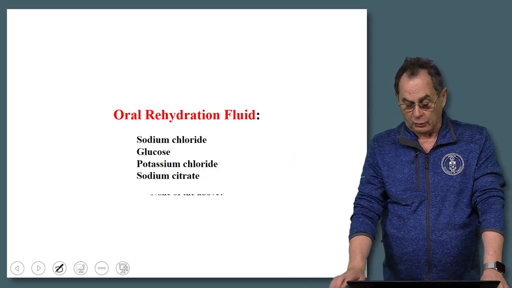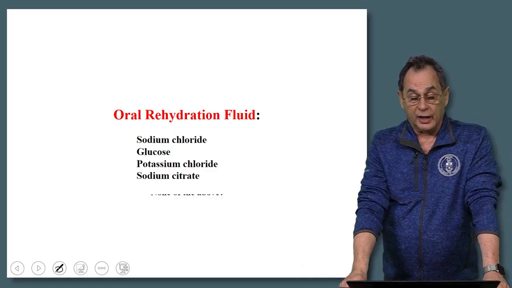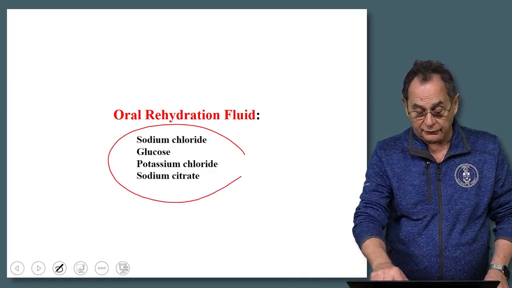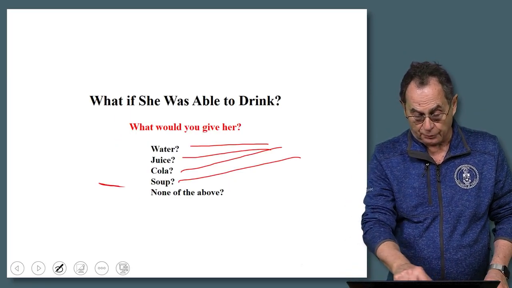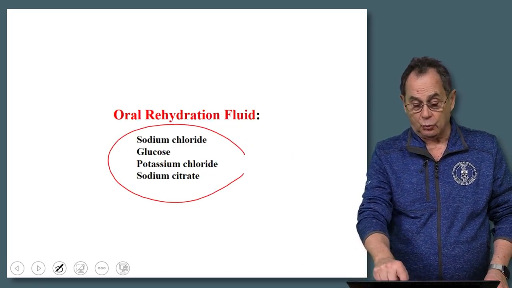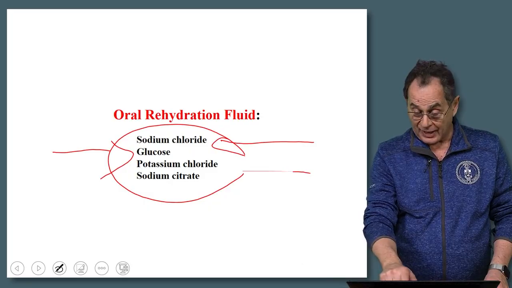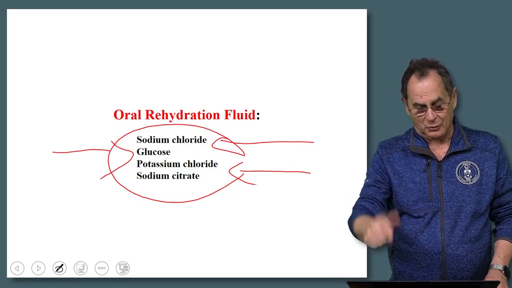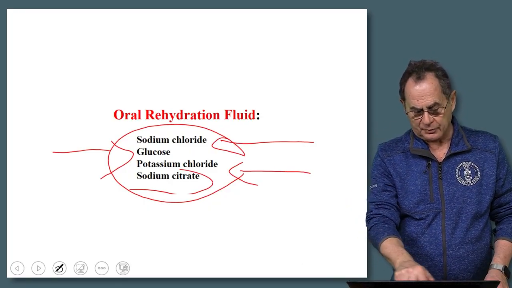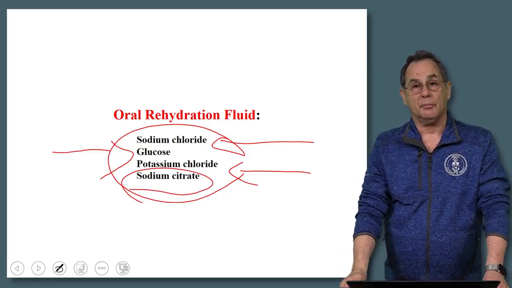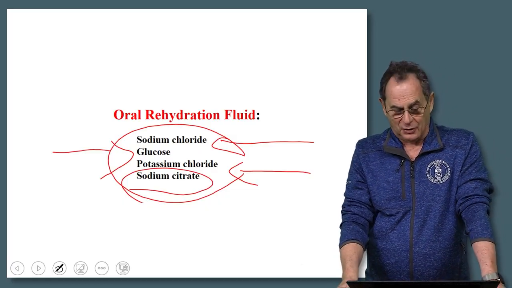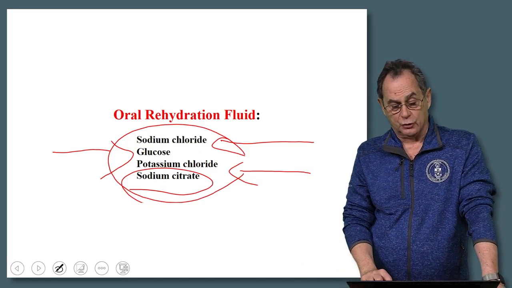Well, you really would ideally want to use an oral rehydration fluid, and it contains all of these. So it's more akin to a soup. And indeed, you want sodium chloride, glucose to provide calories, potassium, which we haven't talked about yet but we will be, to provide that, and sodium citrate to provide her with some bicarbonate, which we'll also be talking about in subsequent lectures. So that would be your choice.